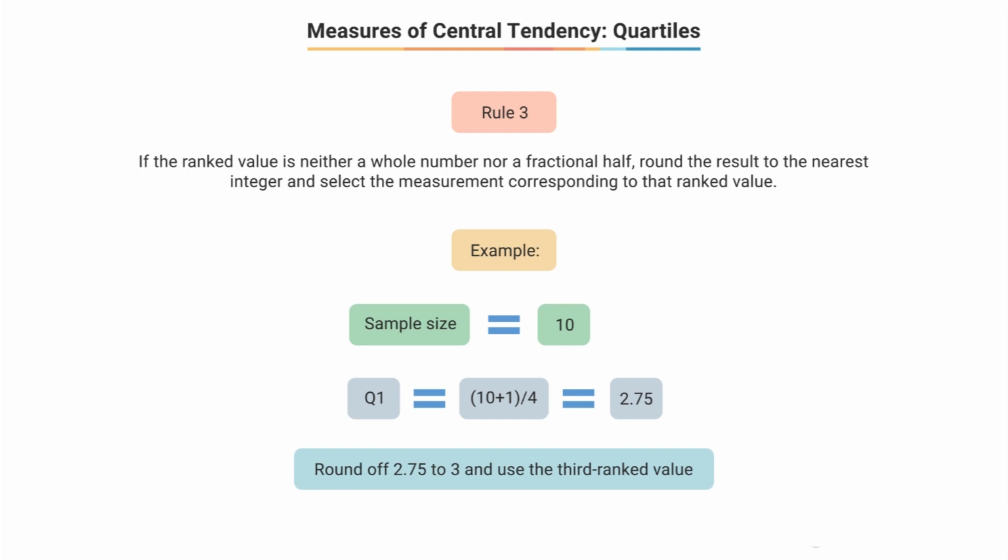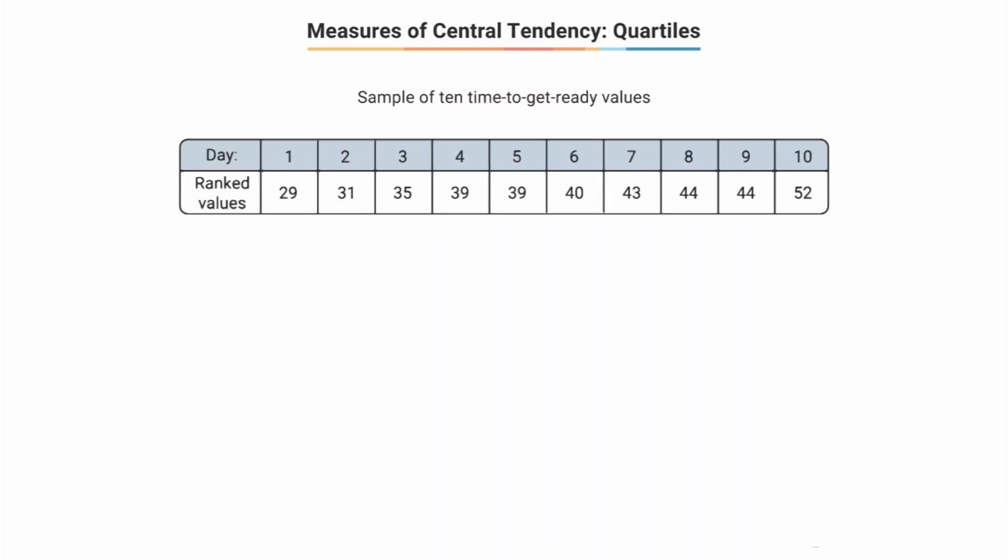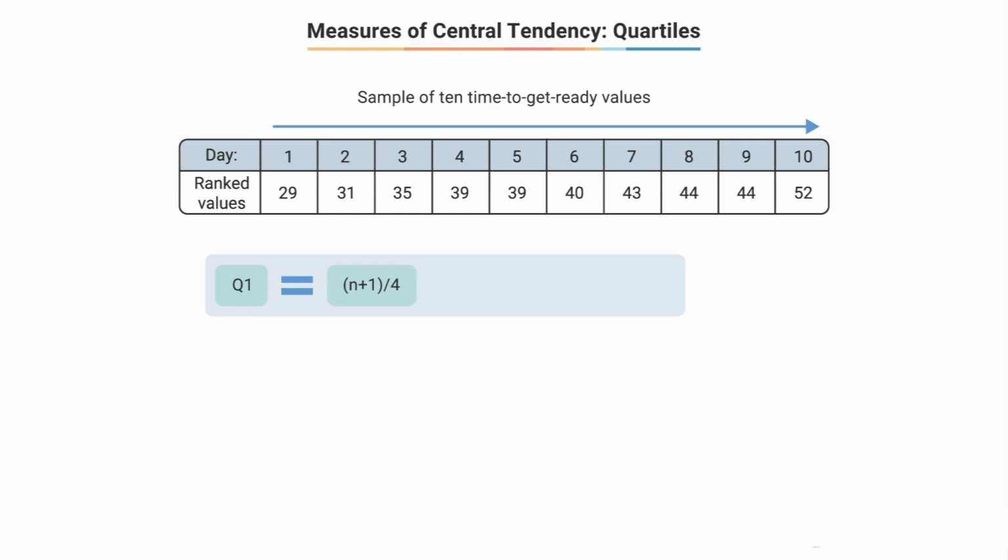Consider the following example, which involves our earlier time to get ready values. These values are ranked according to their magnitude from 1 to 10. Notice that the first quartile is (n plus 1) upon 4, that is (10 plus 1) upon 4, which is equal to 2.75. So using rule 3, we round up to the third rank value, that is 3. The third rank value for the get ready times data is 35 minutes.